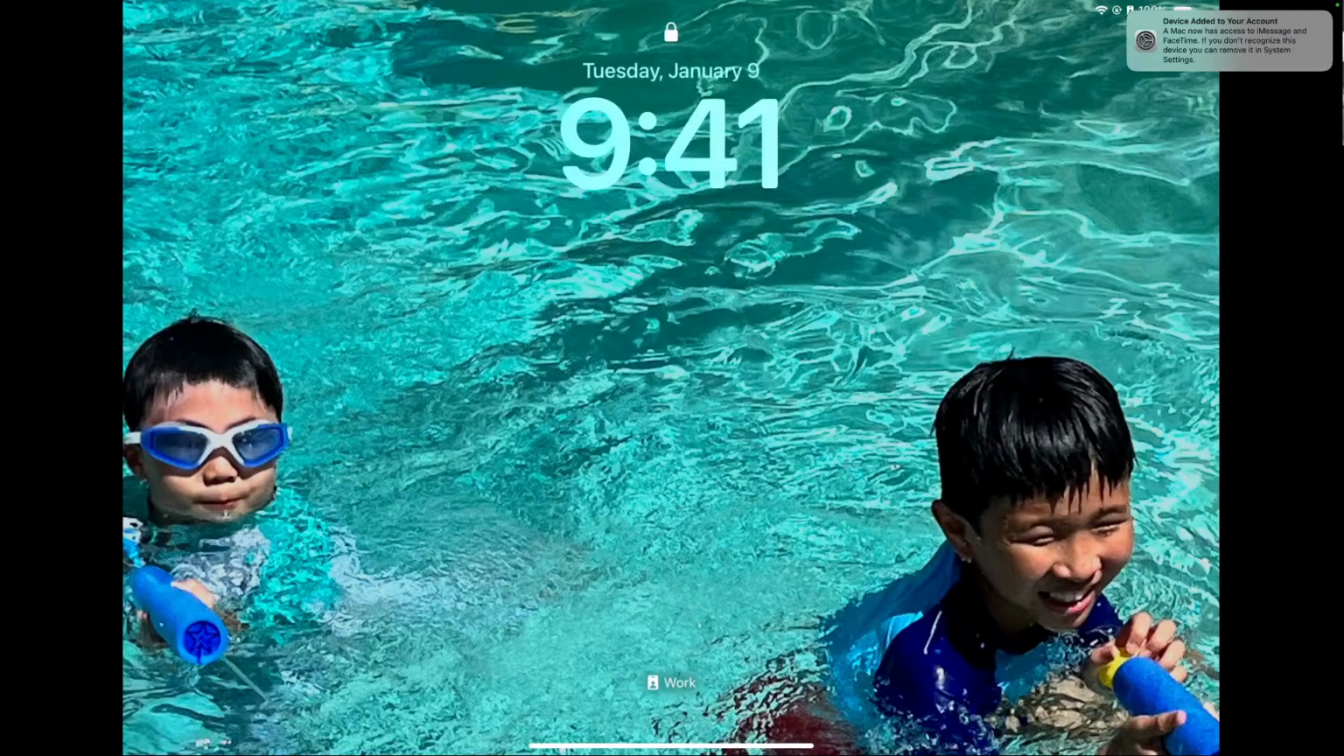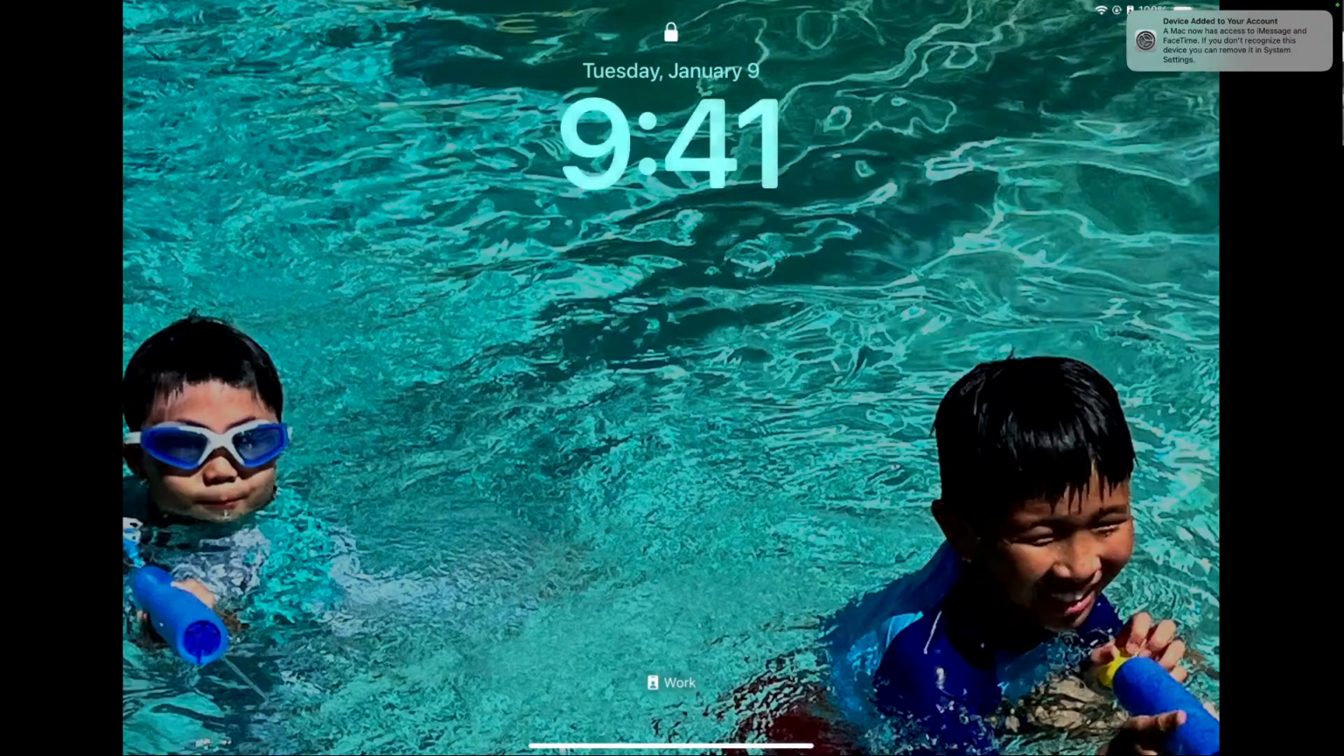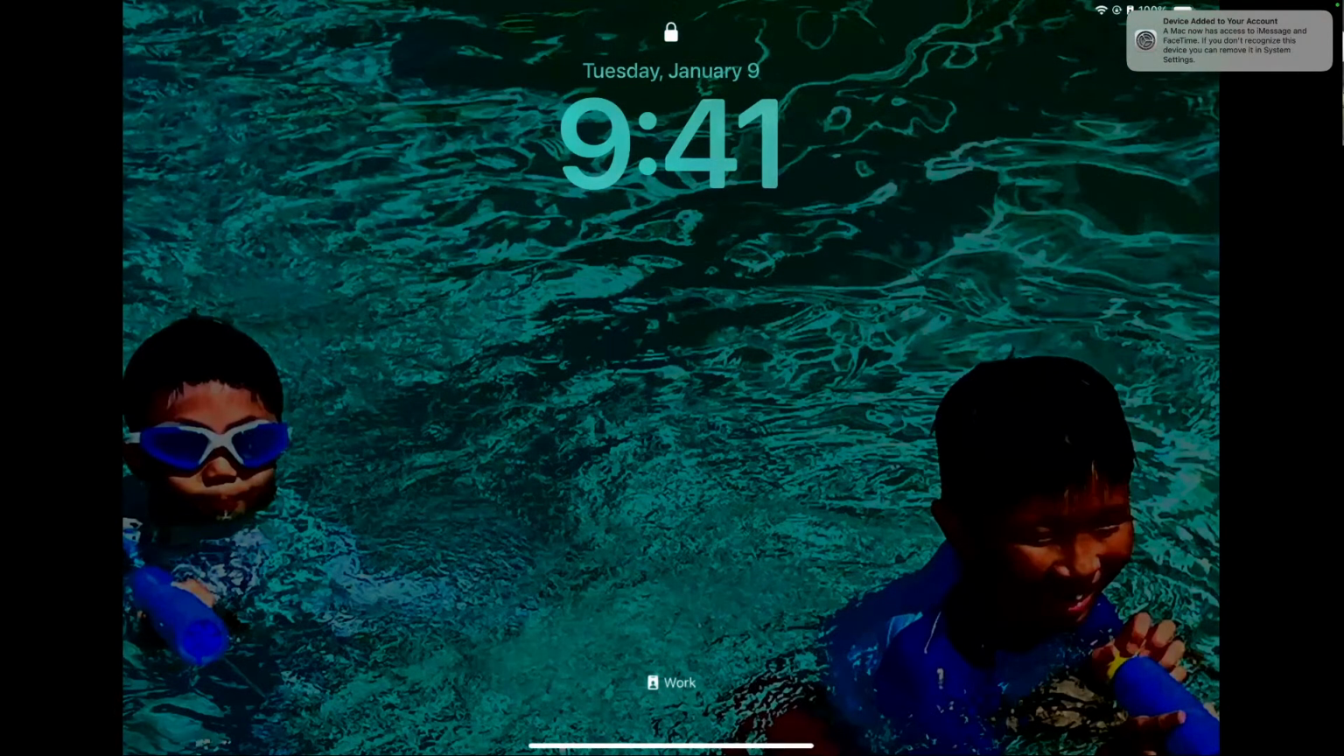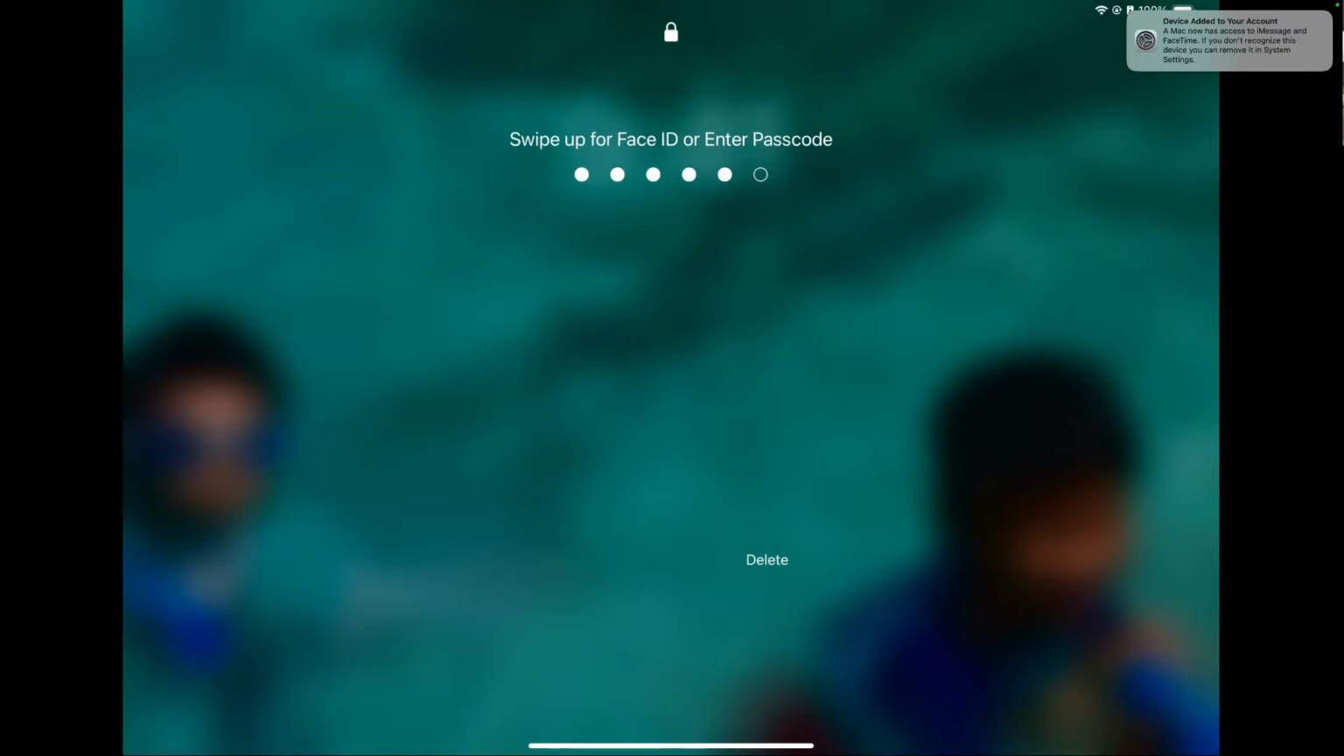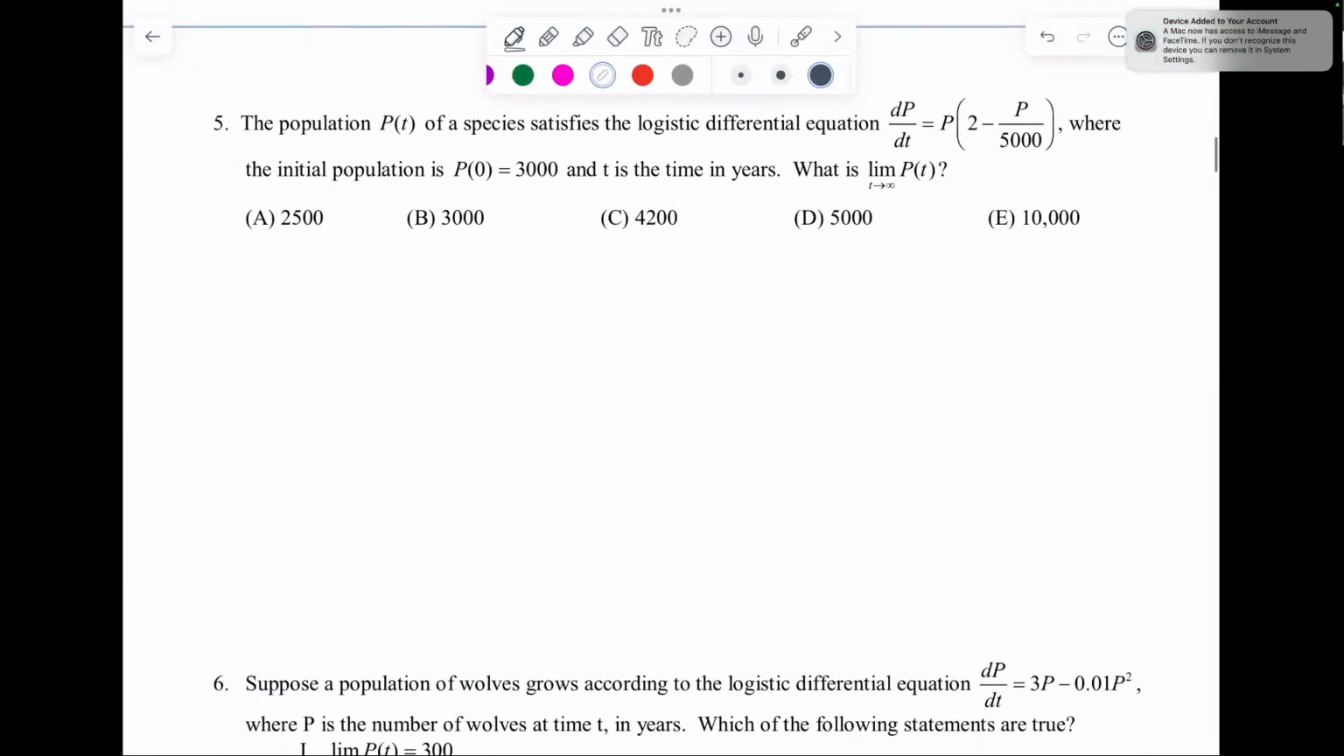Everybody is okay with number 5? You had to factor out a 2. So if you factor out 2, that means you divide the inside by 2. K equals 2.